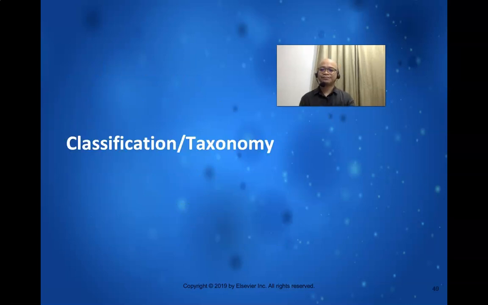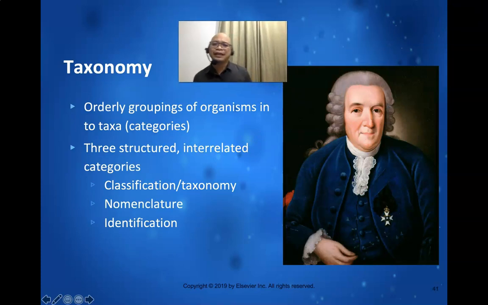Okay, so let's talk about classification and taxonomy. Taxonomy is the science of orderly grouping of organisms into several taxa, taxa being plural and taxon singular. Taxa are categories. There are three structured, interrelated categories: classification or taxonomy, nomenclature, particularly the scientific names, and then of course identification.